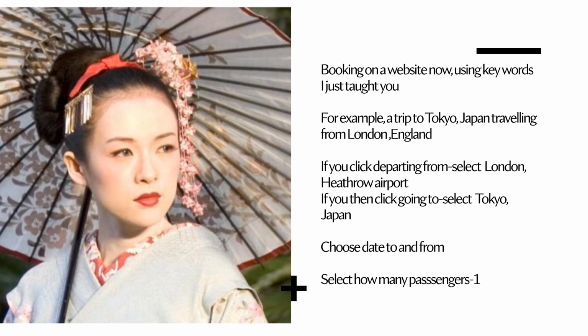Booking on a website now, using keywords I just taught you, you can take the example of booking a trip to Tokyo, Japan, traveling from London. If you click departing from, you would select London. And Heathrow Airport is the main airport here in London where I live. If you then click going to, you select Tokyo, Japan.